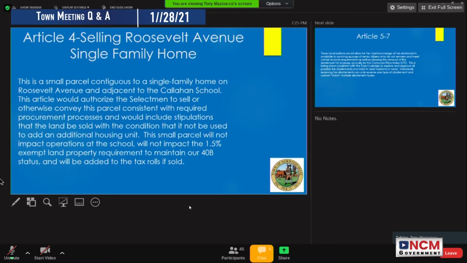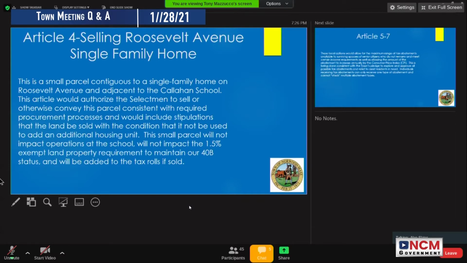At the end of the day, the owner may not like whatever the assessors and the realtors determine the value of it is. For anyone interested in our 40B land numbers or whether or not our exempt land, we have a certain amount of exempt land. This would not impact that. We're over that by significant proportions. I have a question from Alan Slater on Article 4. So Alan Slater, if you want to go ahead.